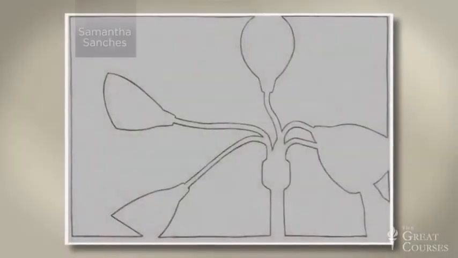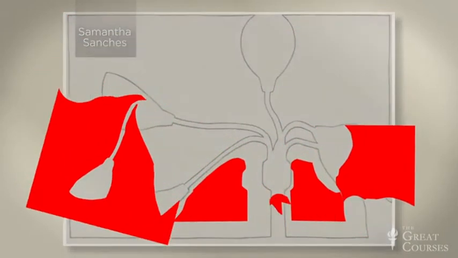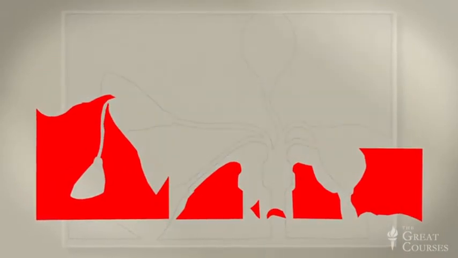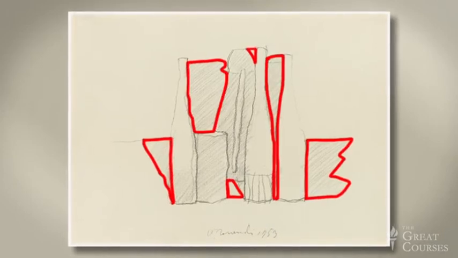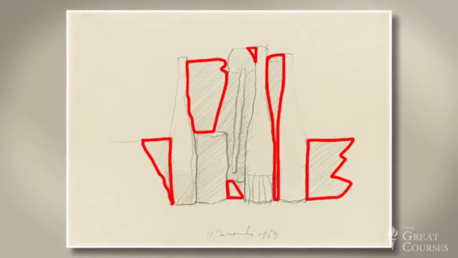Next, you'll learn about shapes between things, what we call negative shapes. You'll see how they hold a composition together and also how they can help you maintain accurate proportions. Once you understand negative shapes, you'll have a whole new appreciation for many great 19th and 20th century artists, from Bonnard to Picasso, from Matisse to Morandi.